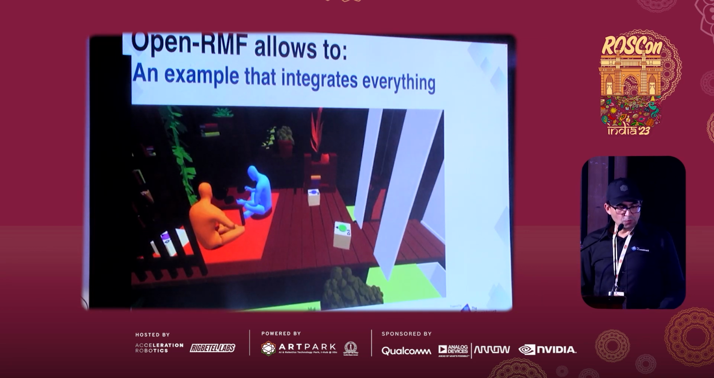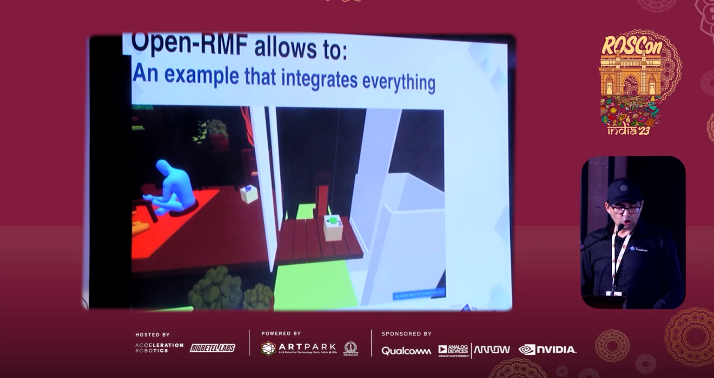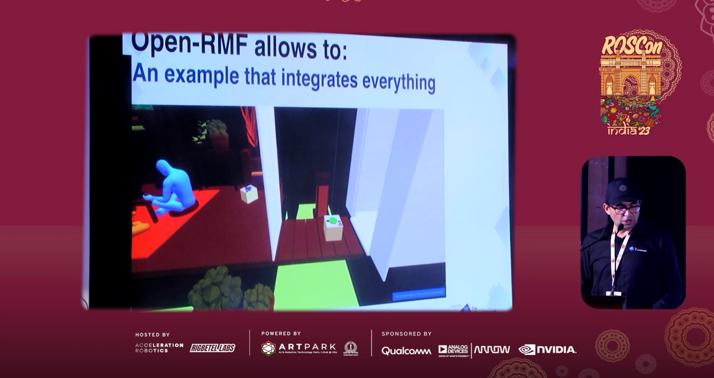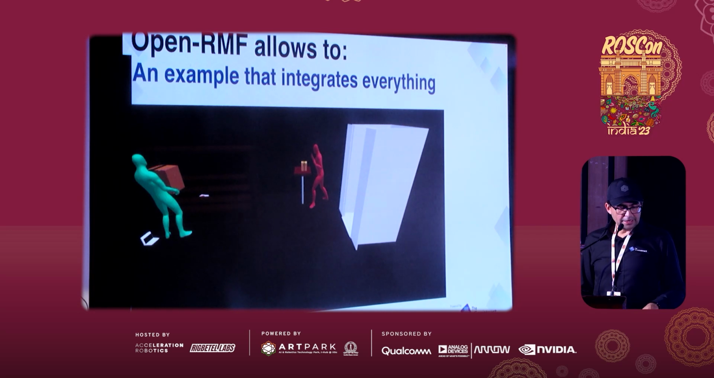So here is B1. We have this robot that opens the door, then passes, calls the elevator, the elevator comes, and then the robot takes the elevator. All this is managed by OpenRMF. Goes down, and then gets out. So that's what the robot has done.